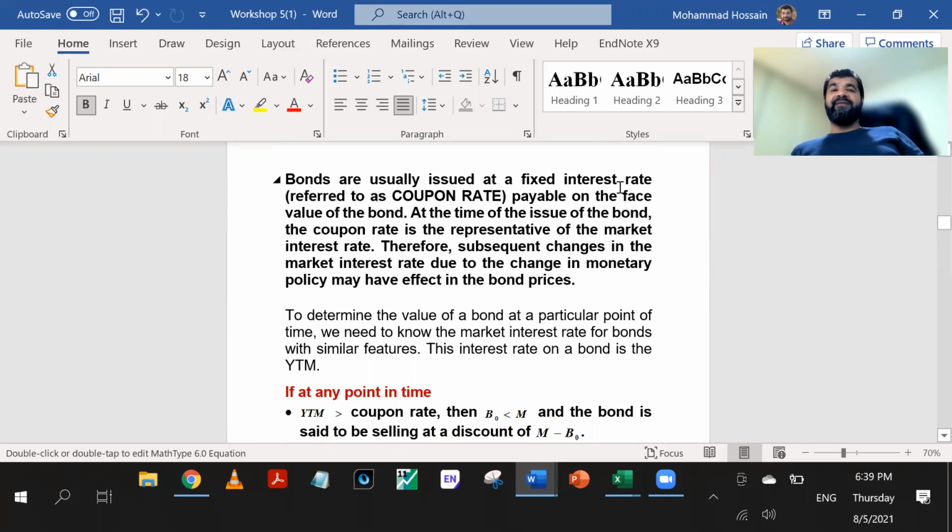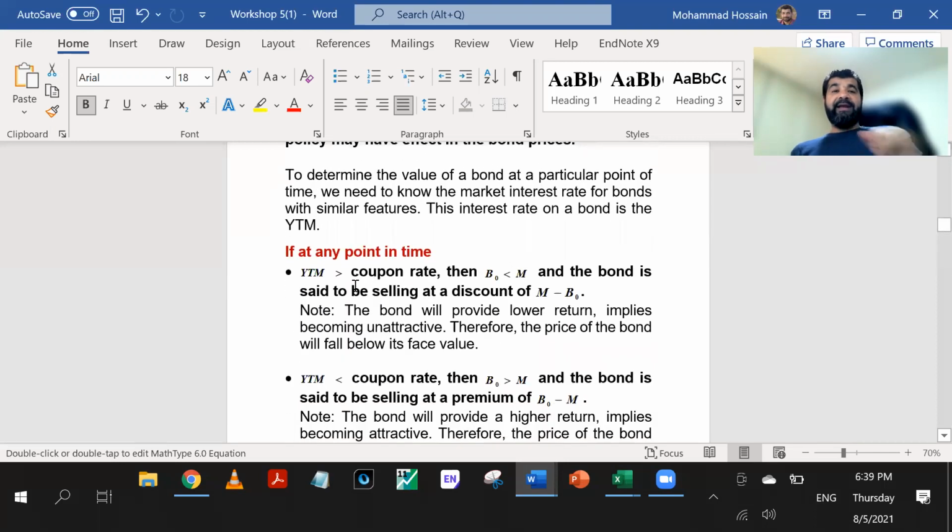Bonds are usually issued at a fixed interest rate payable on the face value of the bond at the time of the issue of the bond. The coupon rate is the present value of the market interest rate. So the coupon rate is the market interest rate. We've discussed nothing new here. Now here is where the question comes up.